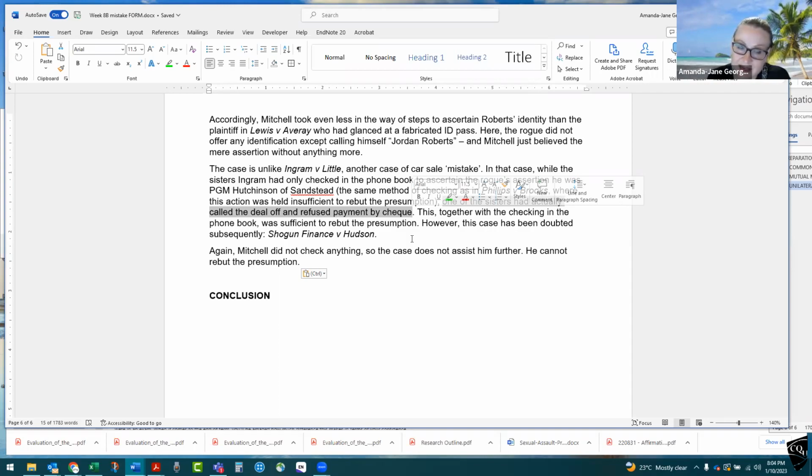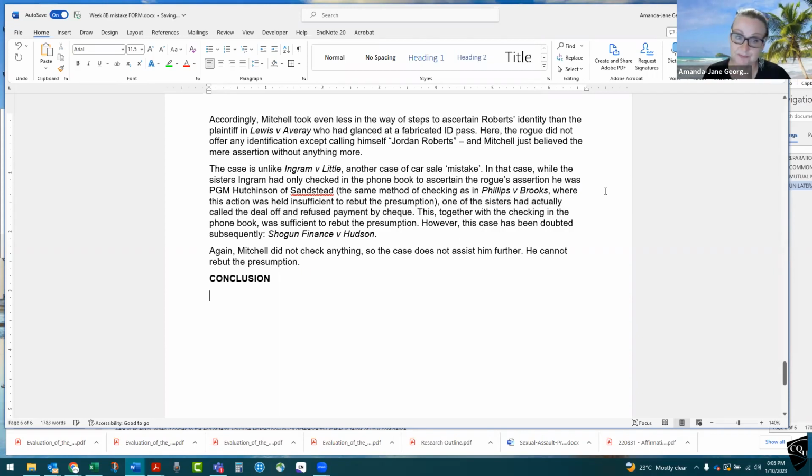However, that case has been doubted, and I think once you read the resources for this week, you'll see why. So again, Mitchell didn't check anything, so that case doesn't really assist him any further. And at that point, you could probably conclude that Mitchell can't get his money back.